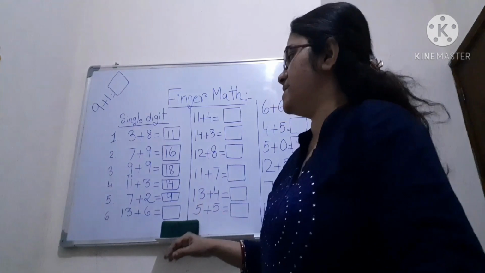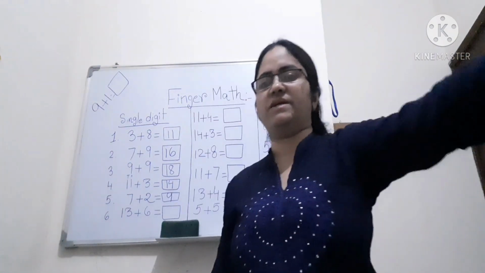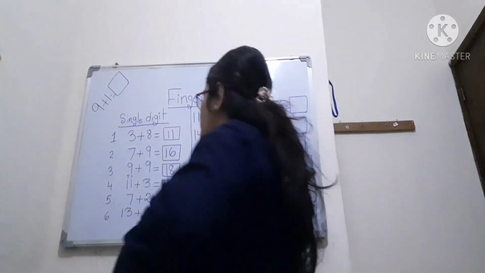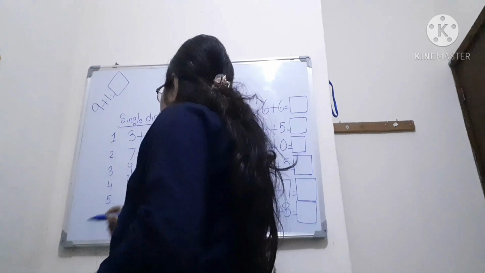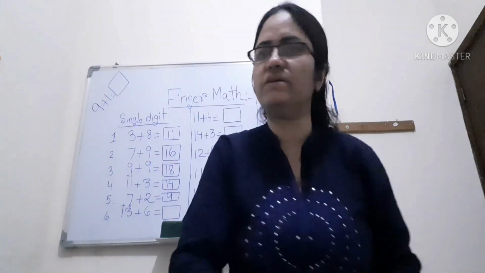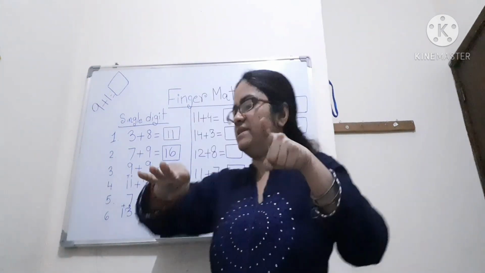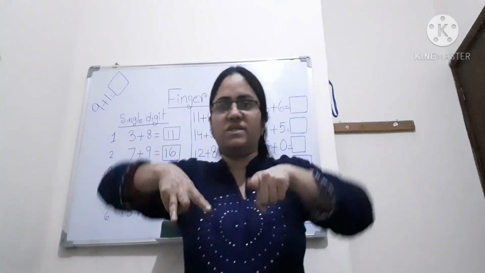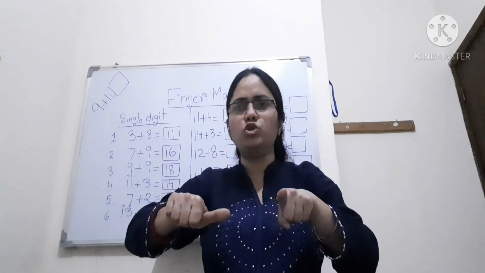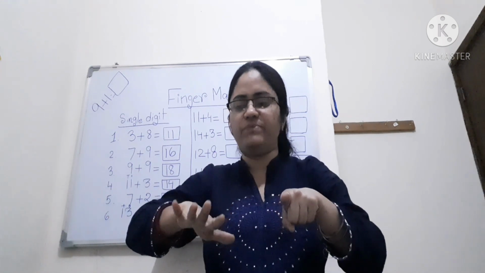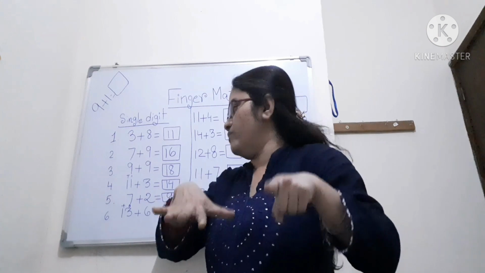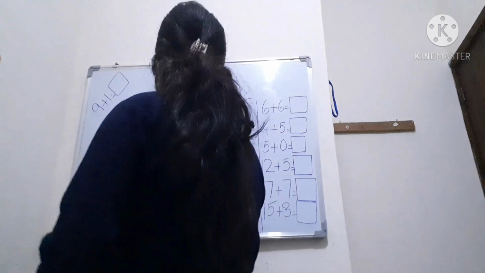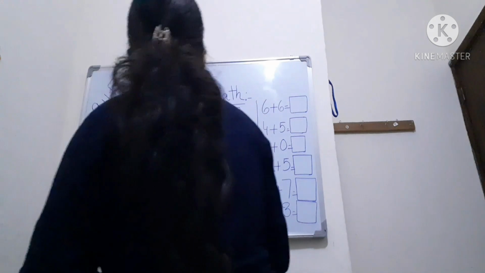13 plus 6. How do I calculate 13? Again, this is the 1's place. This is the 1's place and this is the 10's place. So how do I calculate the 13? This is 10, and 3. This is 13, right? Again, I have to calculate 6. So this is 13, then 1, 2, 3, 4, 5, 6. What is the value? 19. So 13 plus 6 is equal to 19.